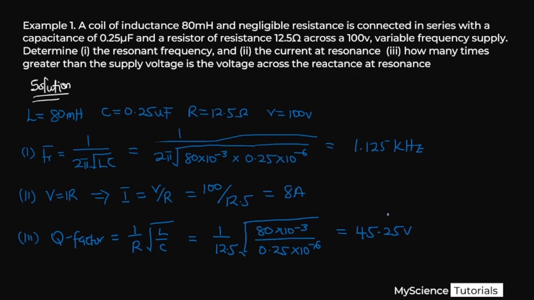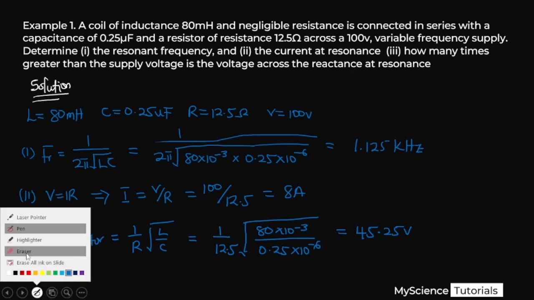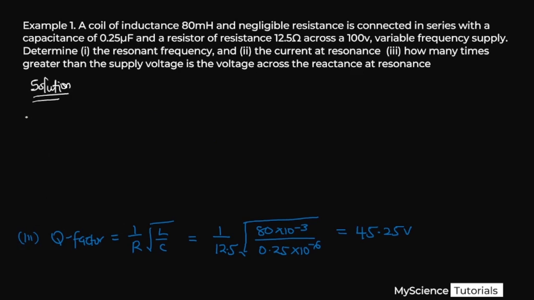Now another way we can solve this is to use the normal definition of the Q factor. So let me get some space and let's look at that. Another way to find our Q factor: we said that Q factor is the ratio of VL, the inductive voltage, over the supply voltage, and that can be equal to IXL over IR, which is equal to XL over R.